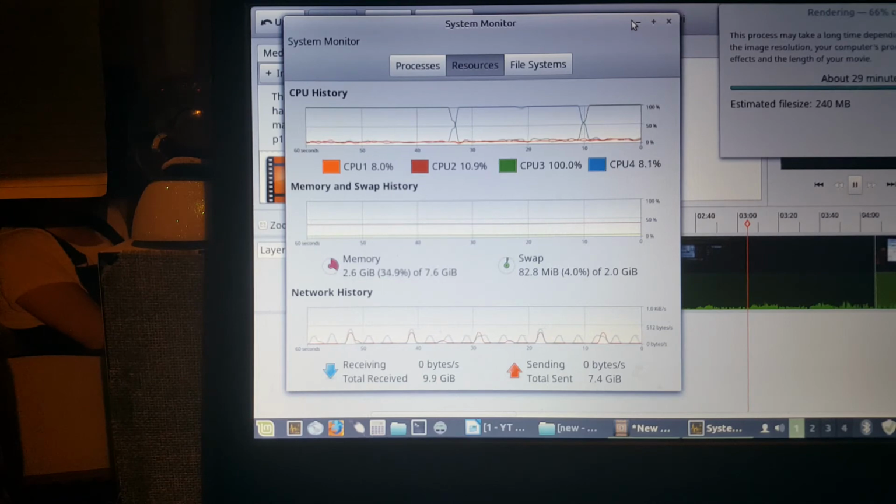look at the processor usage. It only uses 1 core at a time. Look at the CPU load on the other 3. It's minimal. Like, really? It seems like a waste.